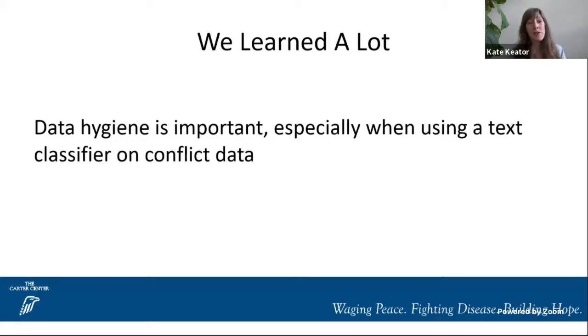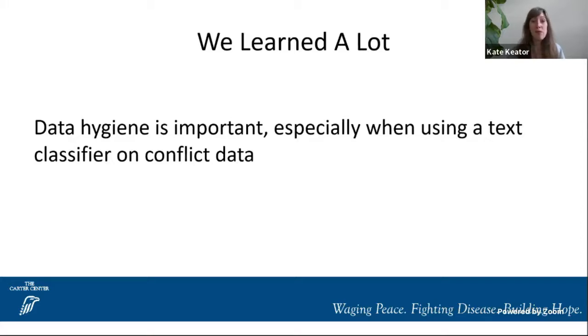So, like I said, we learned a lot. First, data hygiene is important, especially when using a text classifier on conflict data. And like Rachel pointed out, with ACLED, you have the notes section, right? So with our data, oftentimes you have conflict events that are being translated from Arabic to English, or a non-native English speaker reporting conflict. So that means that the grammar is messy and the descriptions can be inconsistent. So you want to make sure that you are categorizing your incident types in a consistent manner and keeping track of what particular words mean, because our lexicon changes over time.